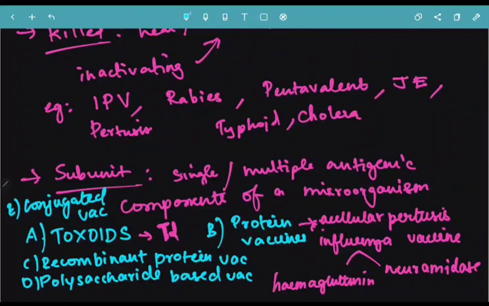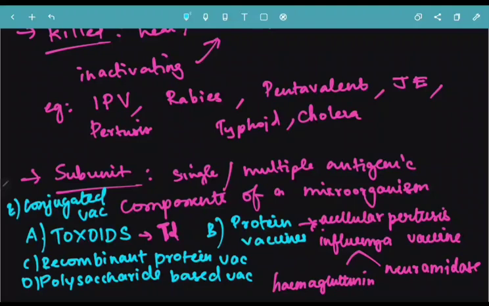Now let's look at each one of them. Protein vaccines and toxoids are over. So what do you mean by recombinant protein vaccines? Recombinant protein vaccines are prepared using recombinant DNA technology. The best example for a recombinant protein vaccine is the hepatitis B vaccine.